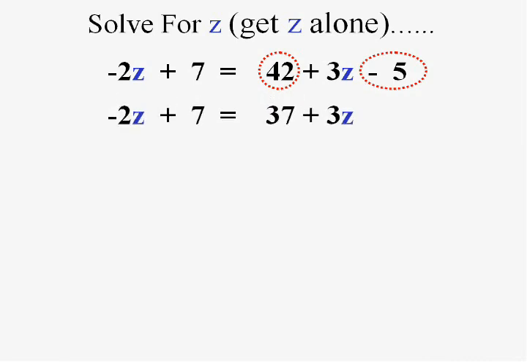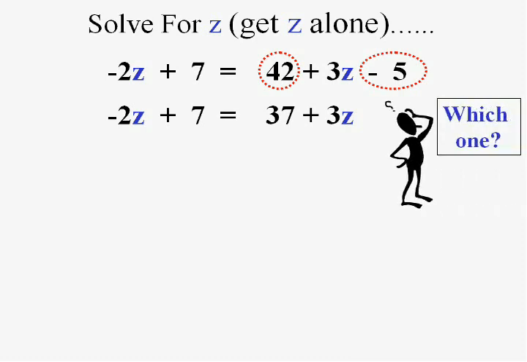But when two things are on different sides, for instance, the minus 2z and the 3z, you can't put them together because they're on different sides. So guess what we have to do? We have to kill one of them. Here's one way to do it. Well, we have to decide which one, and I'll tell you, it really doesn't matter which one. There's one easier way, but it really doesn't matter.